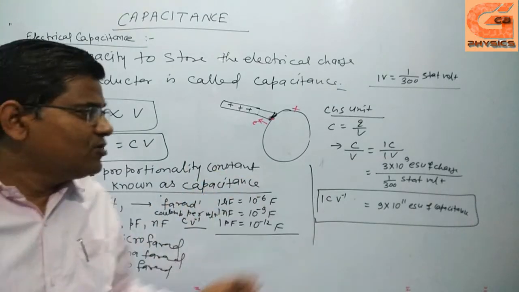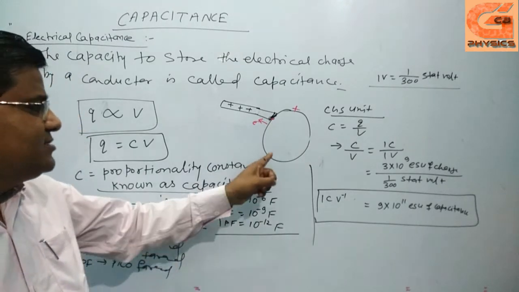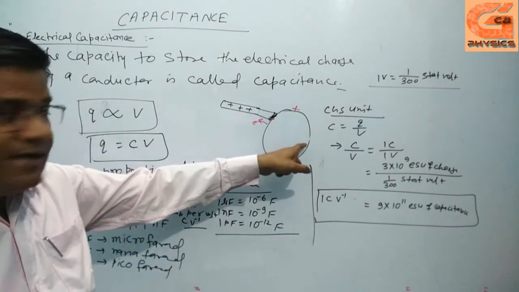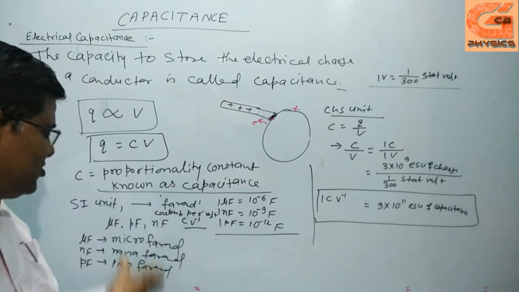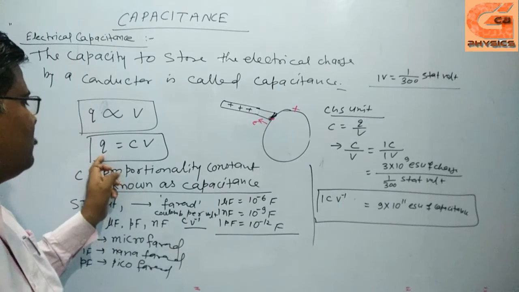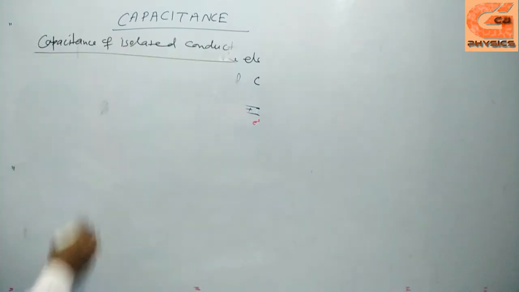This is about the capacitance. Two things are important here: one is how charge develops on a neutral body, and second is the unit of capacitance, and the formula is Q equals CV.